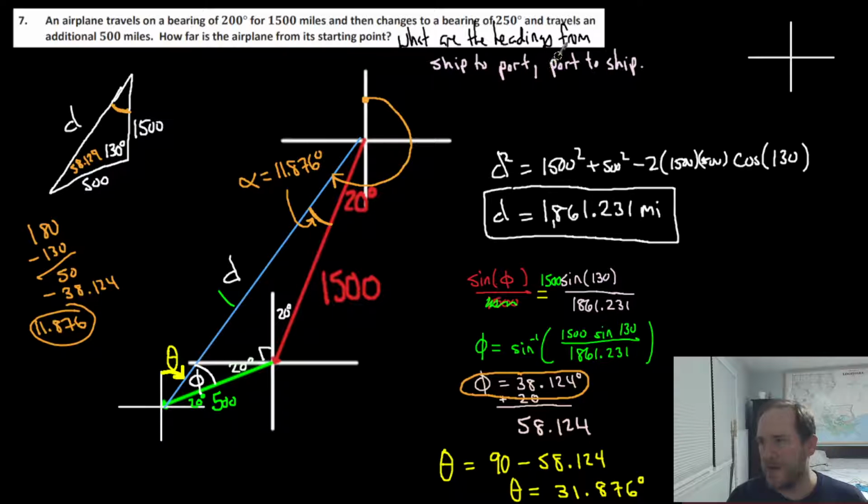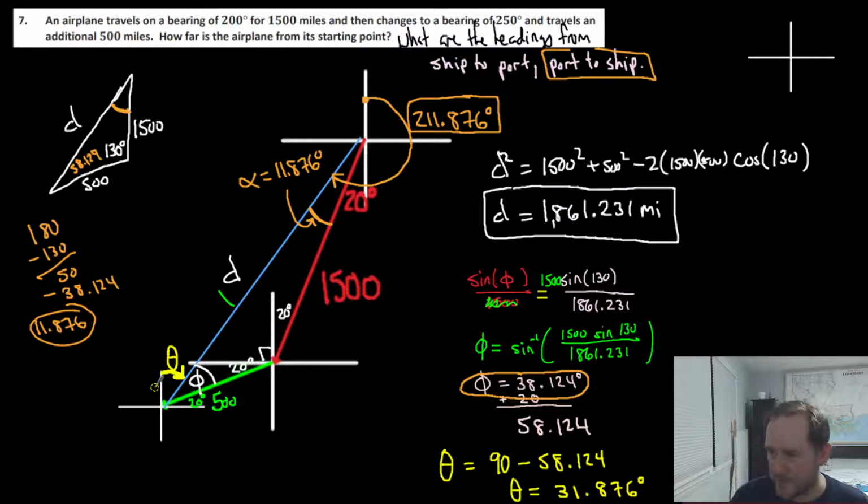So that means the heading that takes us from port to the ship is going to be, we said 180 plus 20 plus the 11.876. So that's just 200 plus the 11.876. So that means our heading is 211.876. So there. We've actually done all 3 things now. We've got the yellow heading, 31.876.